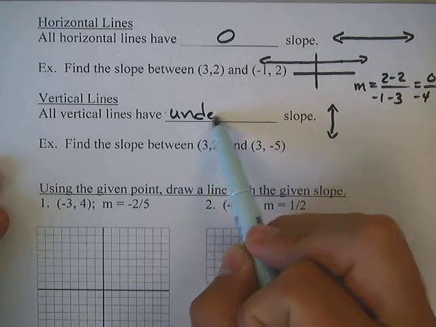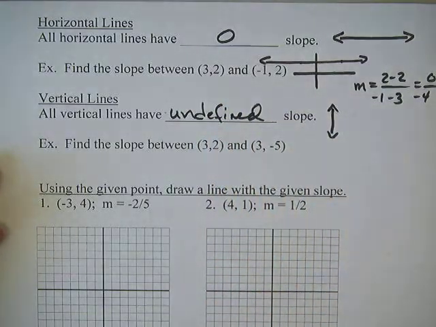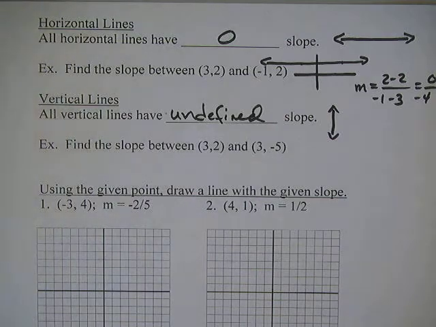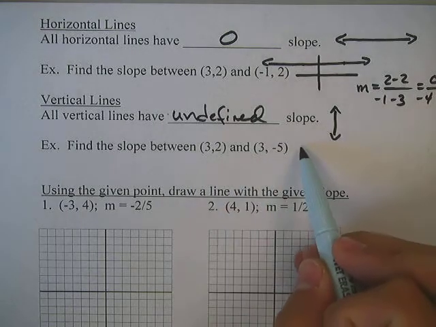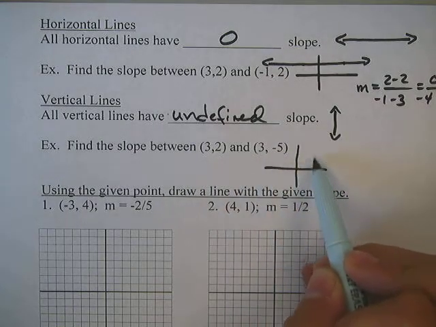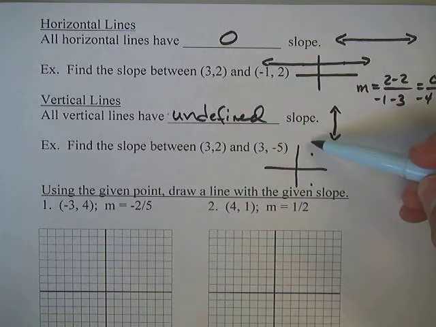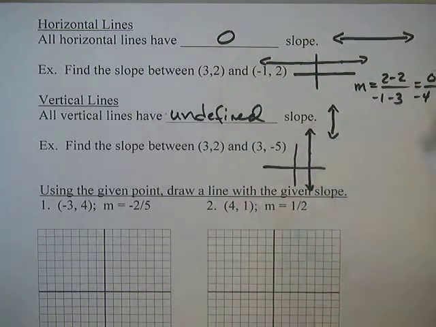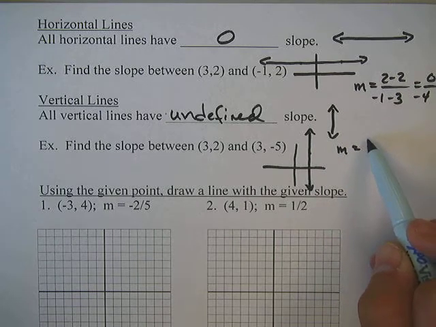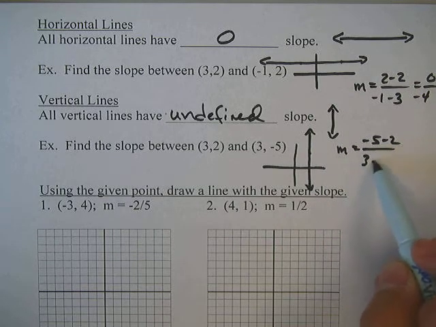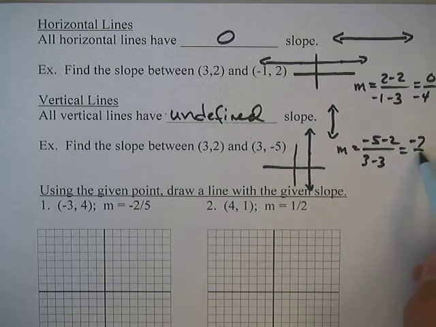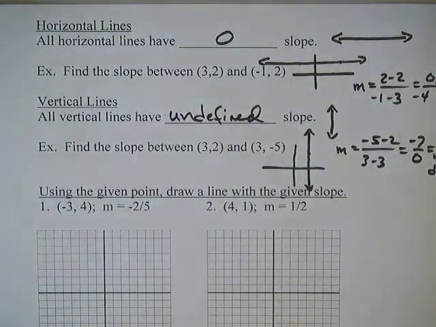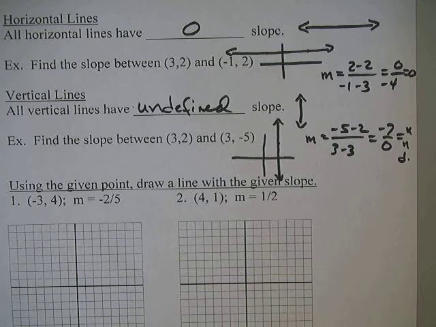Now conversely, vertical lines. A vertical line looks like this. And vertical lines have undefined slope. And remember, undefined is just a fancy word for it doesn't exist. It's impossible. Again, if we use an example, these points here, (3, 2) is up here somewhere, (3, -5) is down here, so it creates a vertical line. If I were to use the slope formula, I do -5 minus 2 over 3 minus 3, which is -7 over 0. And so that's our undefined.